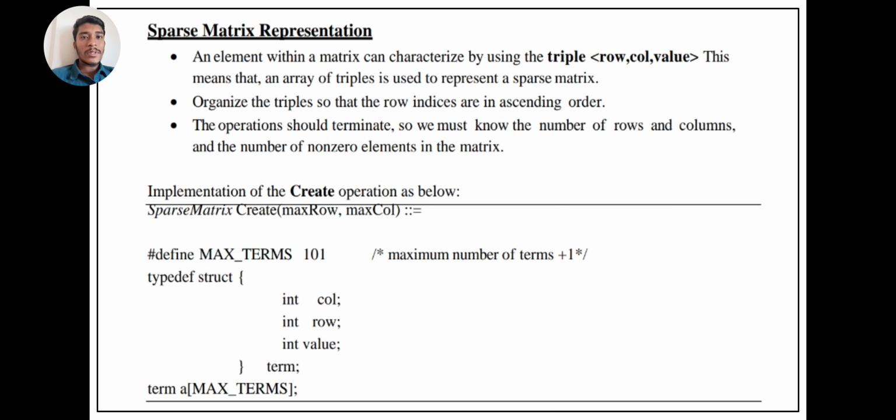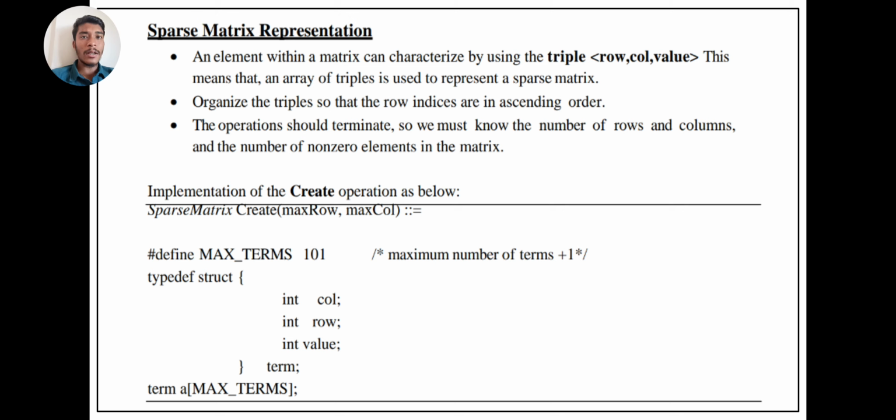Next, sparse matrix representation. An element within a matrix is characterized by using a triple: first we consider the row, next the column, and then the value, which is the non-zero element. This means an array of triples is used to represent the sparse matrix. Next, organize the triples so that the rows are in ascending order. For the operations to terminate, we must know the number of rows and columns and the number of non-zero elements in the matrix.